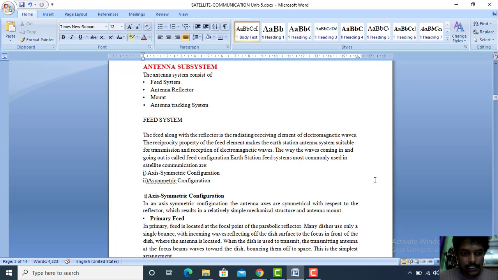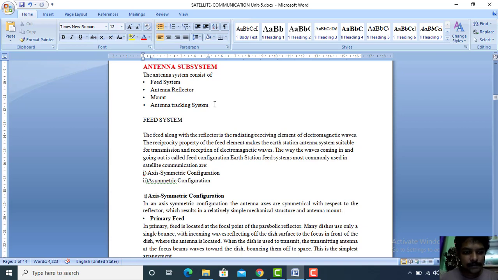This subsystem consists of the feed system, antenna reflector, mount, and the tracking system. So the antenna which is present near the station consists of these four things: feed, reflector, mount, and tracking system.